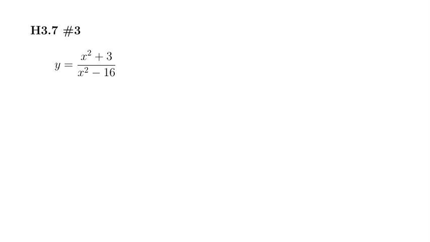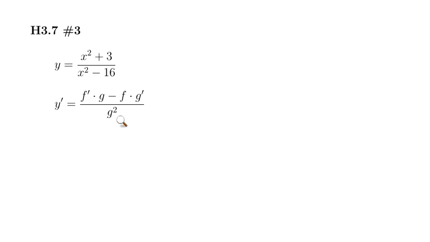So y prime is equal to a quotient. First, you're going to have the denominator squared. And then f prime times g, and then minus f times g prime. I messed that up right here. All right, so we got that. This is the quotient rule.